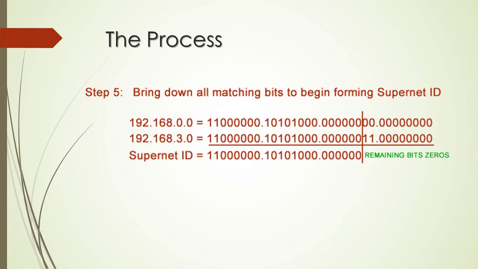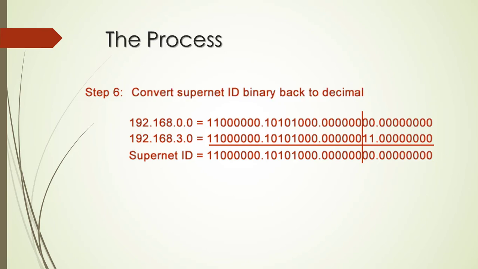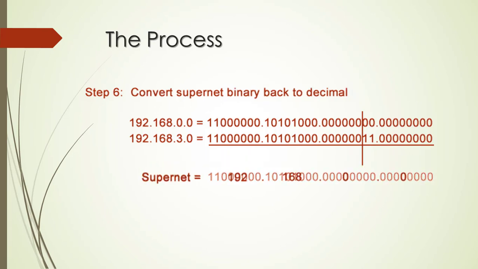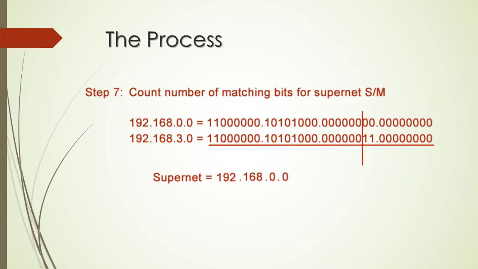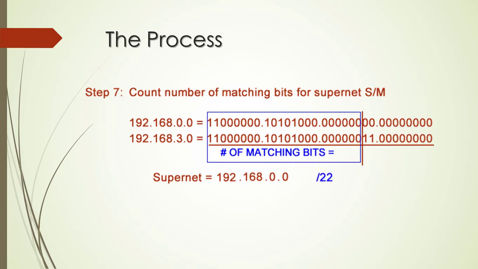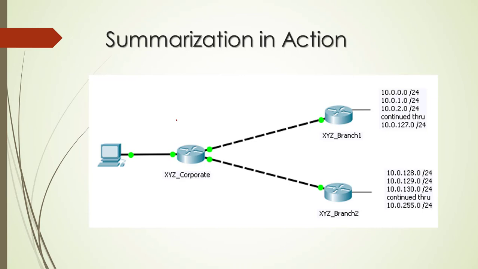Once we have all of those bits determined for our supernet ID, now we can take it back to a decimal format. So we just convert that binary representation of the supernet back into a decimal format. And the next step in the process, we need to determine what is the subnet mask that's going to go along with that supernet. And we just simply count the number of matching bits that we had, and that becomes our subnet mask to go along with our new summarized supernet. To finish up this video, let's take a look at putting summarization actually into action.